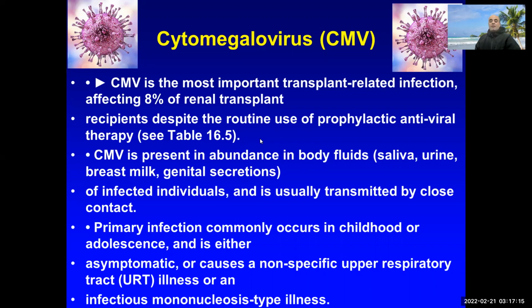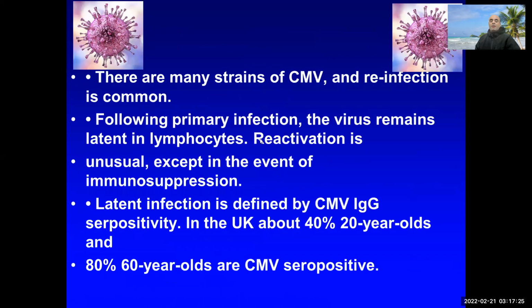Primary infection commonly occurs in childhood or adolescence and is either asymptomatic or causes non-specific upper respiratory symptoms, illness, or infectious mononucleosis type illness. There are many strains of CMV, and reinfection is common. Following primary infection, the virus remains latent in lymphocytes; reactivation is unusual except in the event of immunosuppression.